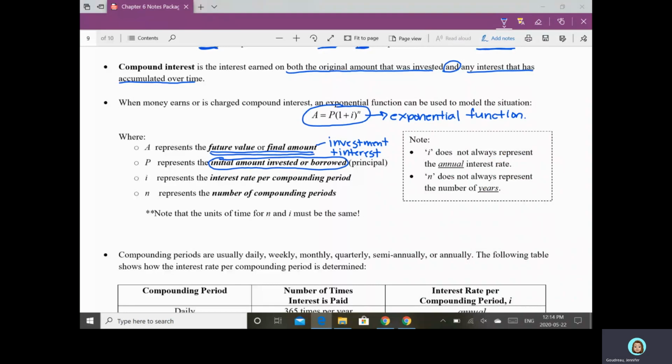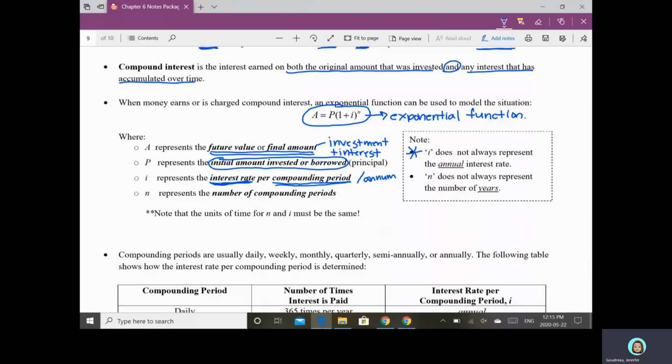So for the little example that we did at the beginning there, our principal would be the $100. That was the original amount that we invested or borrowed. i is referring to our interest rate. Now we need to be very careful. i is the interest rate per compounding period. For the most part in these questions, you're going to be given the interest rate per annum, which means per year. i does not always represent the annual interest rate.